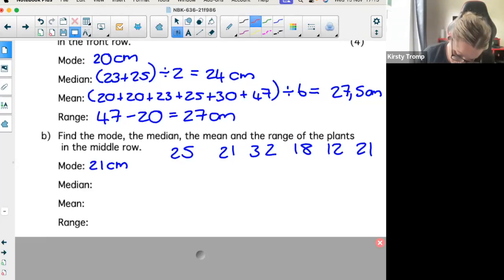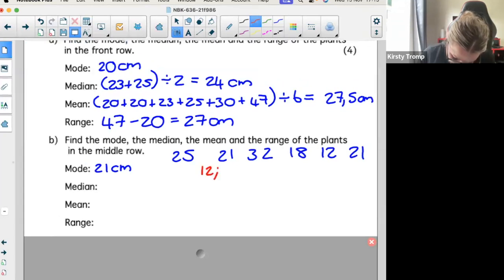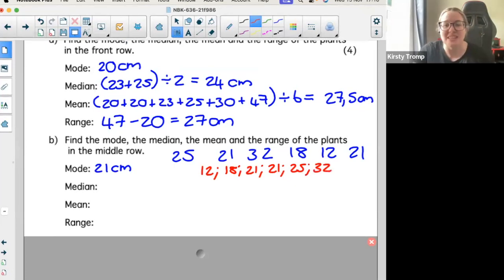12. Good. Then? 18. Good. Then? 21. Good. 21. Good. 25. Good. And 32. You're a rock star. Thank you. I think this is the second time you've put numbers in order for me, Zawande, so well done. Zawande is absolutely right. You must put the numbers in order, guys. That makes it much clearer so you can see where the mode is. We got the mode. It was 21. Now we've put the numbers in order, so we've done a little bit of backwards, but that's okay.